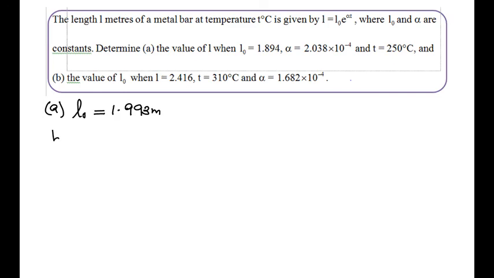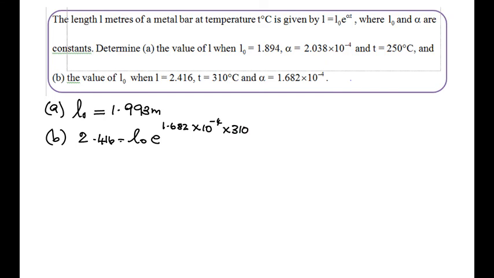Second part again is the more challenging one. We're told that the length is 2.416 and we have to find L naught. So put in 2.416 is equal to L naught times e to the power of 1.682 times 10 to the power of negative 4 times 310.